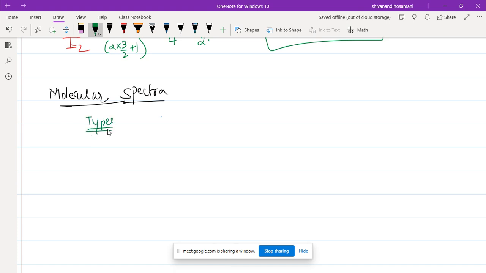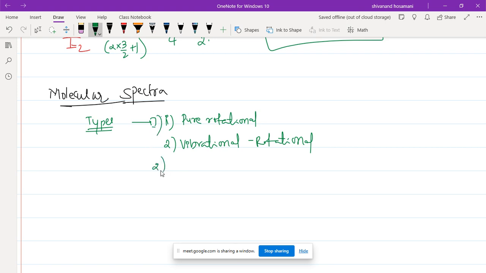One is rotational spectra, which has two kinds: one is pure rotational and another one is vibrational rotational. So here the types are, first, pure rotational, and second, vibrational rotational.